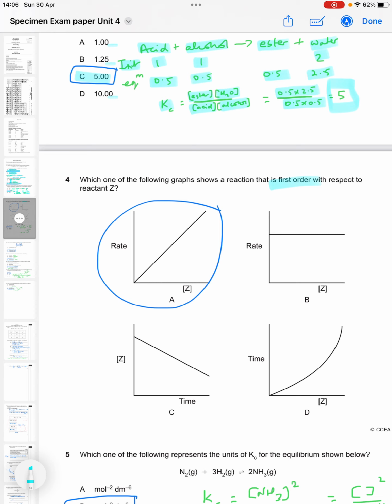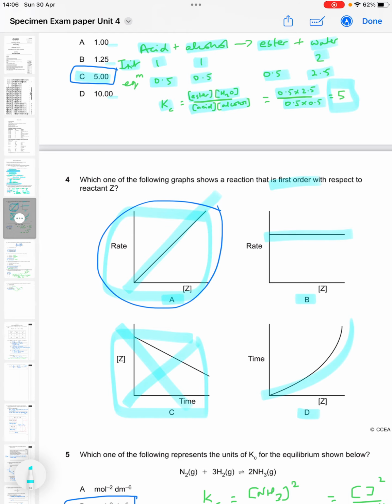Now, number 4, which one of the following graphs shows a reaction that is first order with respect to reactant Z? So I'm going to rule this one out straight away because you see we have time and the concentration of Z on the, that's not the way you would see a graph drawn, so we can ignore that one. And then we look at these 3, A, B and D. So A, you see, is a straight line going through the origin. B is just a flat straight line, and D then is this sort of more exponential shape of curve.